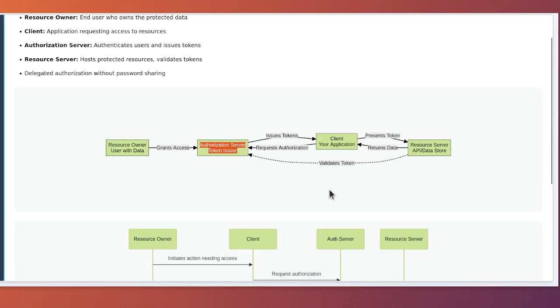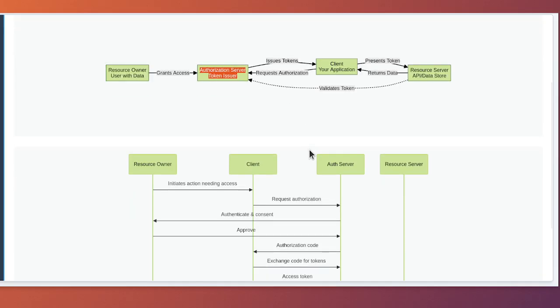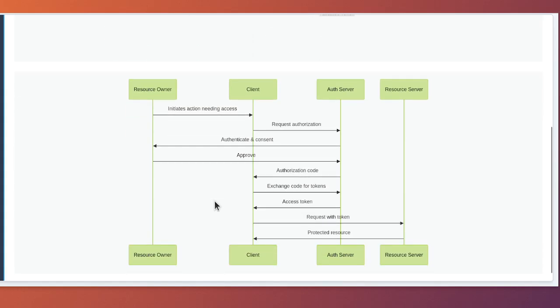The authorization server is the system that authenticates the resource owner and issues tokens after obtaining proper authorization. Examples include Google's OAuth server, Microsoft Azure AD, or Auth0. The authorization server is responsible for verifying the identity of the resource owner through various authentication methods, like passwords, biometrics, or multi-factor authentication. After successful authentication and authorization consent, it generates access tokens, ID tokens, and refresh tokens.